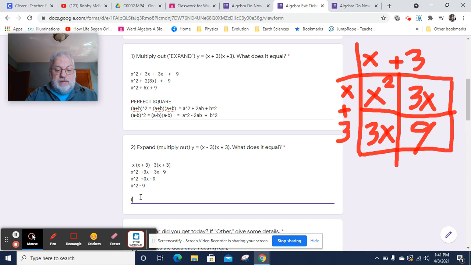So anytime you have something like a plus b times a minus b, so it's the product of the sum and the difference of the same things, you're going to end up with a squared, and at the end you'll have a minus b squared. And in the middle, I've got a negative ab and a positive ab. So I'll say negative ab and positive ab. And those two things are just going to cancel each other out.